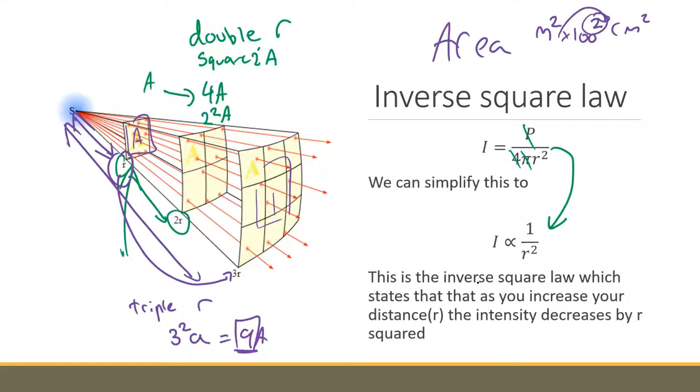This can have an important factor. So this is called the inverse square law. As I said, it applies to light, it applies to sound. It means that if you're listening to something and you move double the distance away, it's not going to be half as loud, it's going to be a quarter as loud.